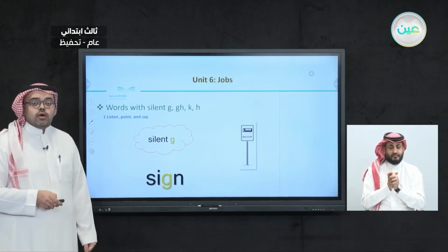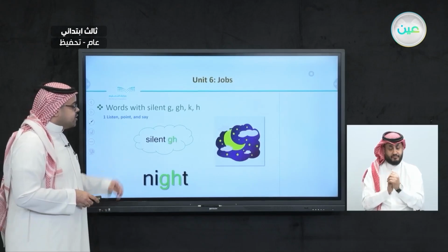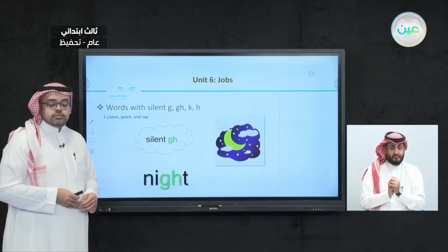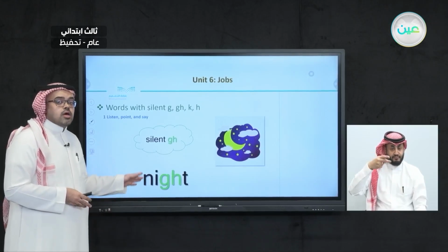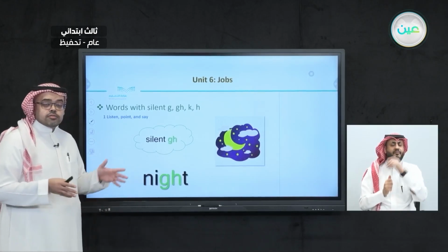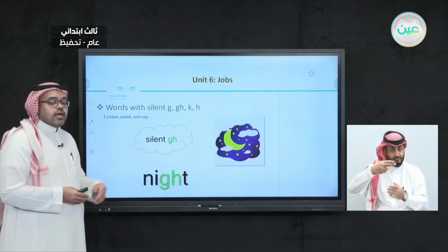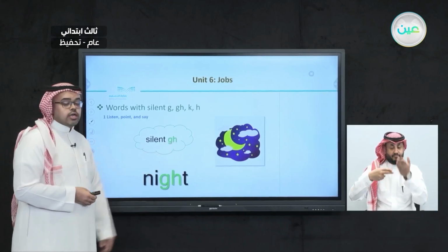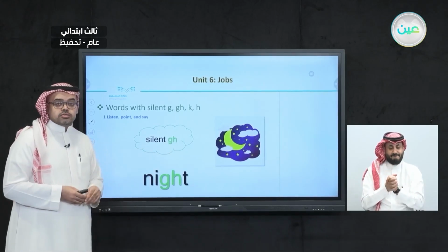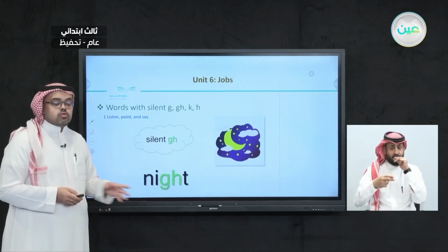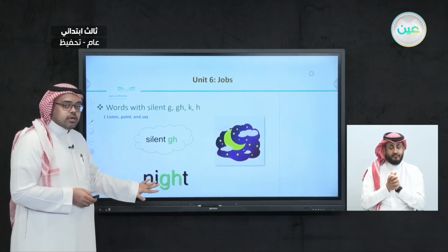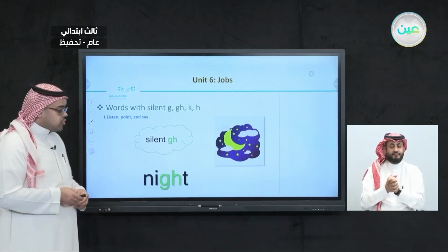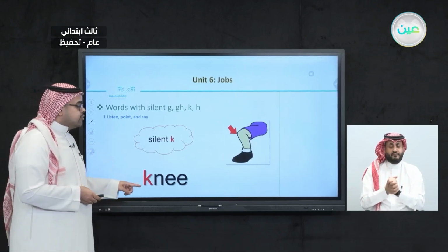Now, let's get to know our second word. The second word here we have is night. Repeat after me. Night, night. So this word, night, has two silent letters, which are G and H. Two silent letters, G and H. So we don't say them, we only write them here. We say night, night.